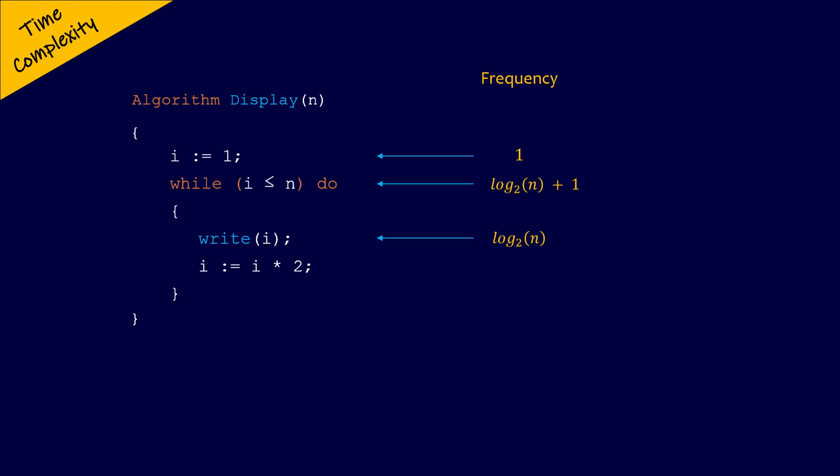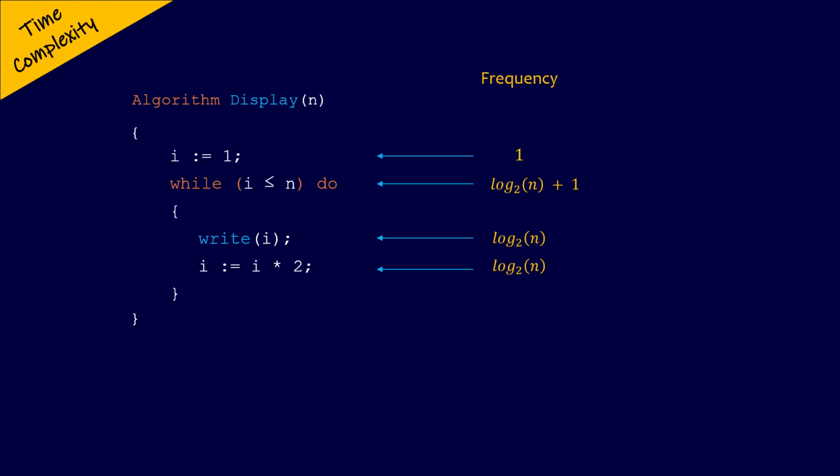But since the write statement is within the while loop, and the statements within this while loop will execute for log n to base 2 times, therefore the write statement will actually execute for 1 multiplied by log n to base 2 times. As well as the increment statement is also a primitive statement which will take unit of time to compute. But since the increment statement is within this while loop, and the statements within this while loop take log n to base 2 times to execute, therefore the time taken by this increment statement is actually 1 multiplied by log n to base 2 times.